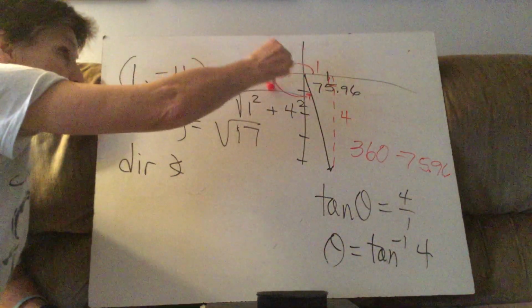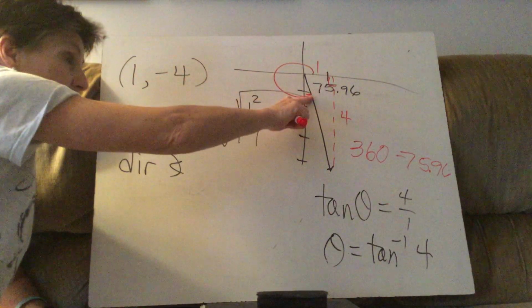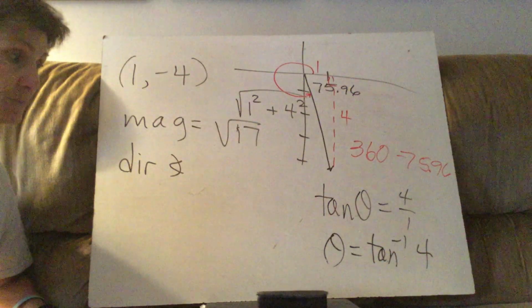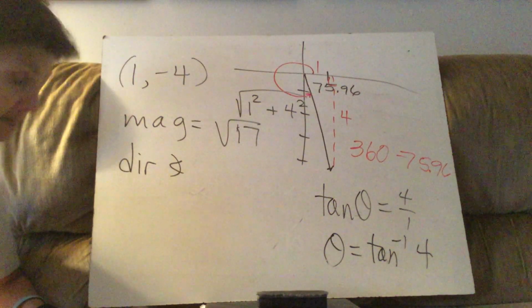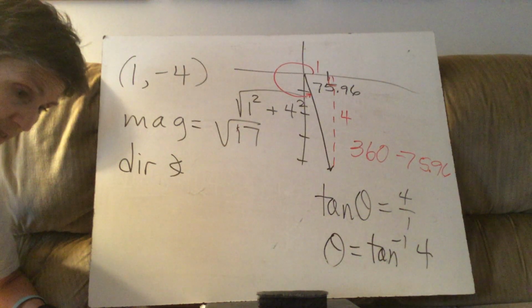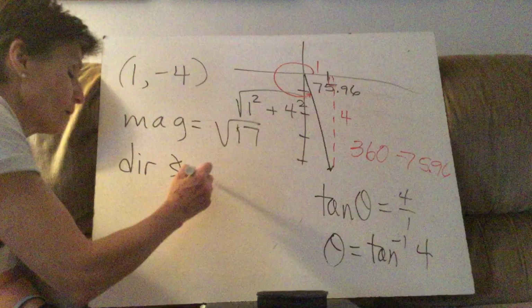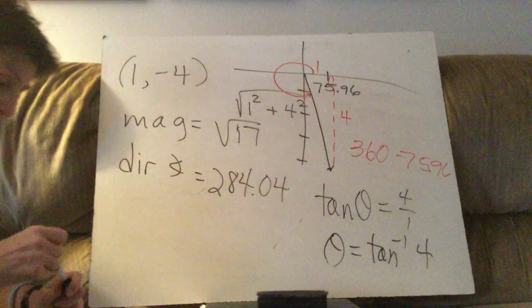If I had gone all the way around, it would be 360. But I stopped 75 degrees before I got there. So I went 360 minus 75.96. So it's 284.04. That is your direction angle.